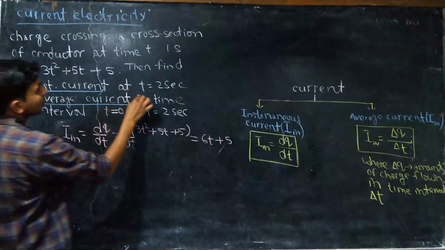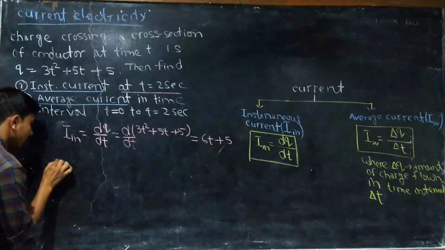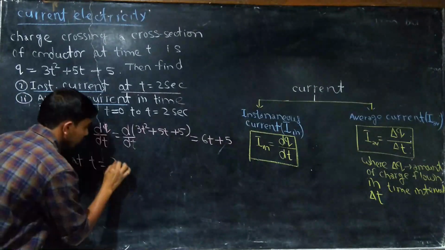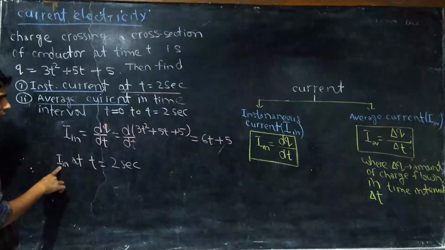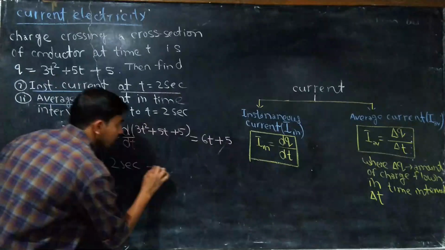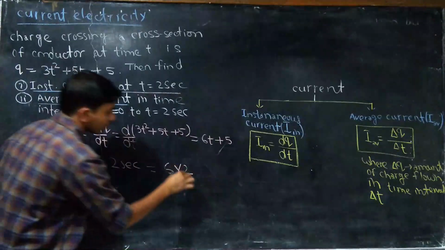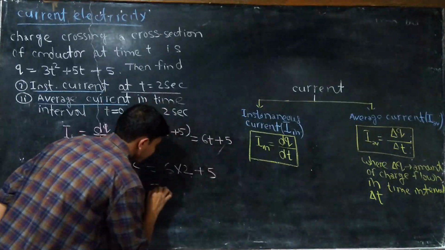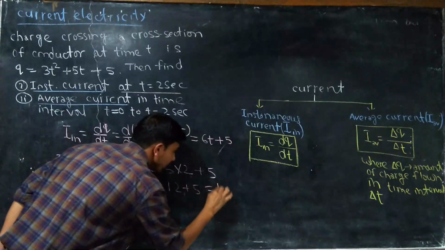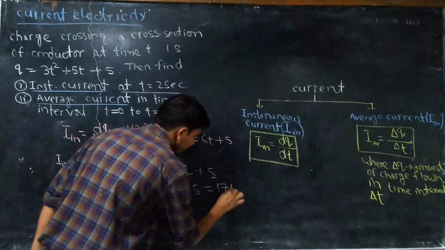In the question they are asking at t equals 2 seconds. So we can write I instantaneous at t equals 2 seconds. We just have to substitute the value of t in this equation, and t is 2, so 6 times 2 is 12, plus 5. That means 17. And this is current, so the unit will be ampere, right? Okay.